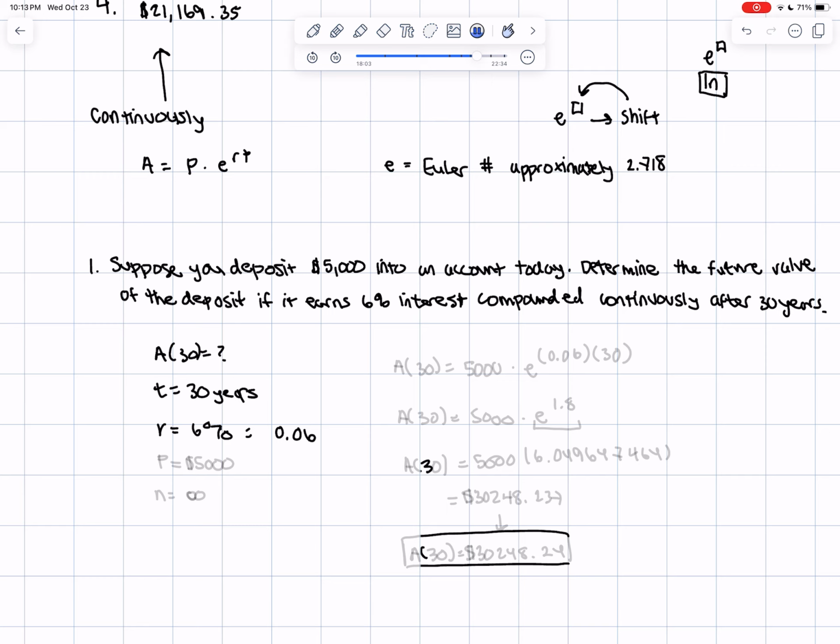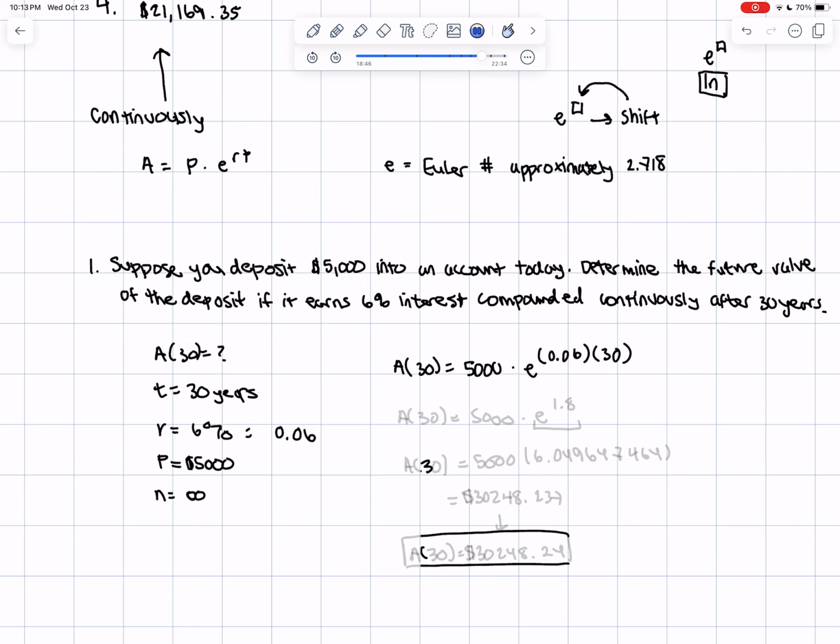So do we need anything else? Well, of course, we have our initial deposit. And that's it. We don't have an n this time because we're using continuous. We can label and say n is continuous, so infinity, but technically I only need to write that. So A of 30 equals our initial deposit times E raised to the R, 0.06, times time.